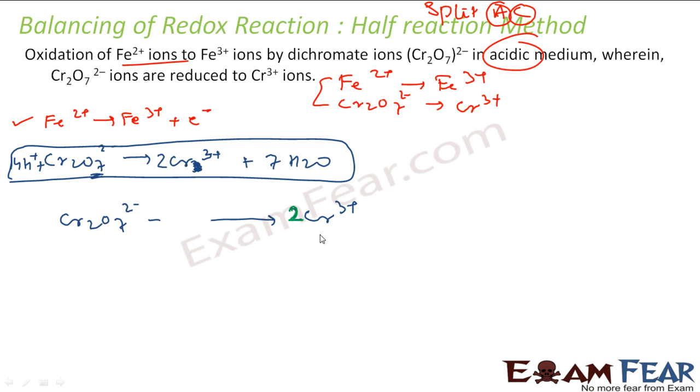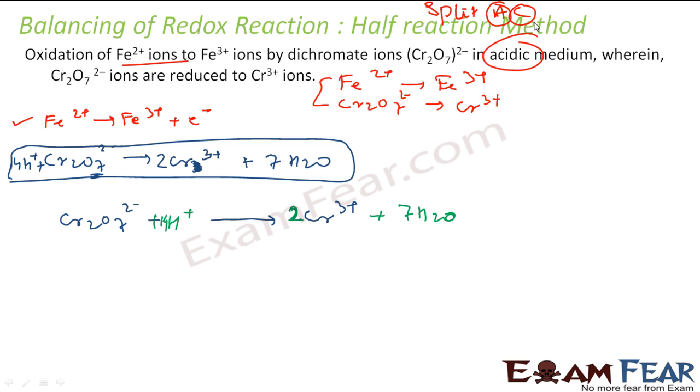Now if you see, chromium is balanced, oxygen is not balanced now, so we can add 7 water here, right? Because water is something which is free, and the rule says you can add as many water molecules as you want. So oxygen is balanced. Now hydrogen is not balanced. To balance hydrogen in the acidic medium, we'll add H+ here. How many H+? Because there are 14 hydrogens extra, we'll add 14 H+ here. So with this my atoms are balanced.